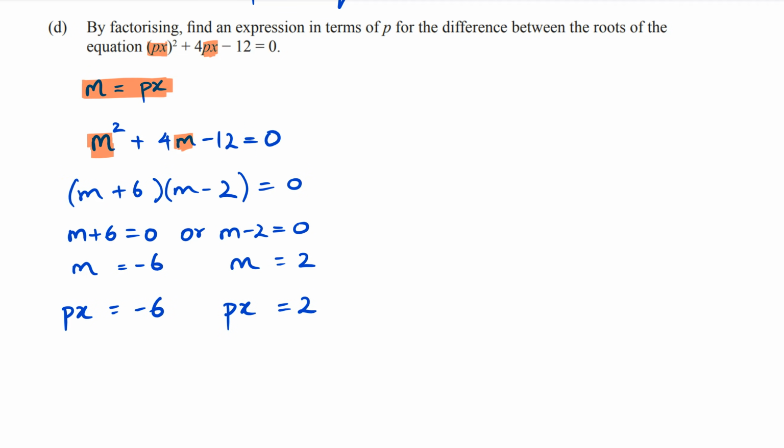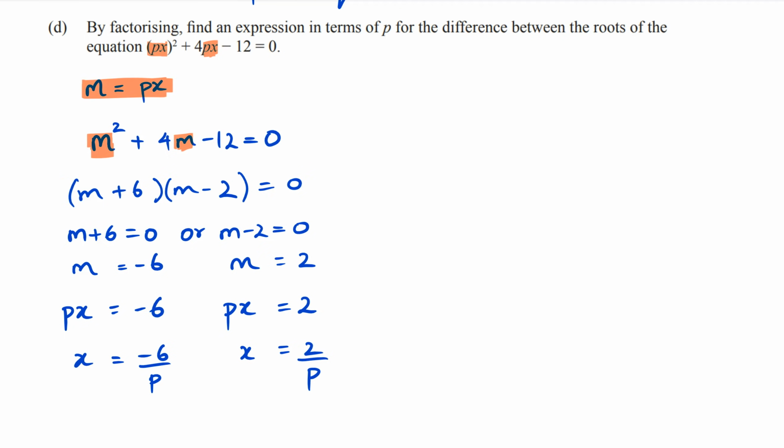Now it says find an expression in terms of p for the difference between the roots. So I'm going to rewrite this as just x by itself, because that's what the root is. So I'm going to get x is equal to negative 6 over p. And in the other situation, I'm going to get x is equal to 2 over p. So these are my two roots, or two solutions for this particular quadratic. And now I need to figure out what the difference between the two is.